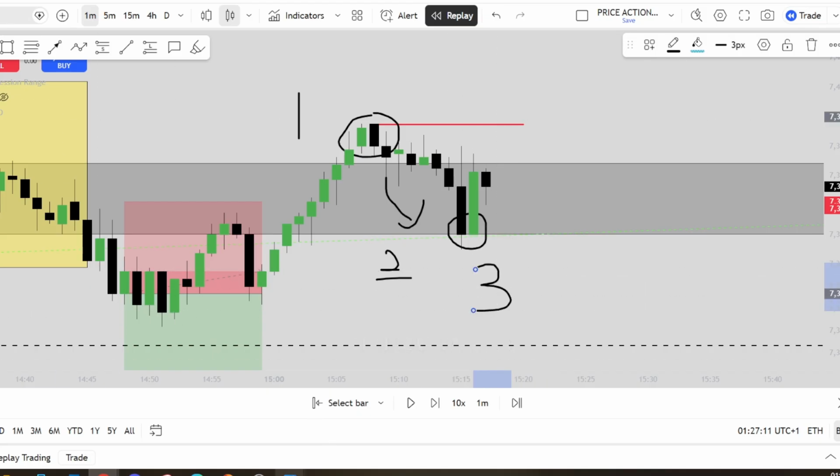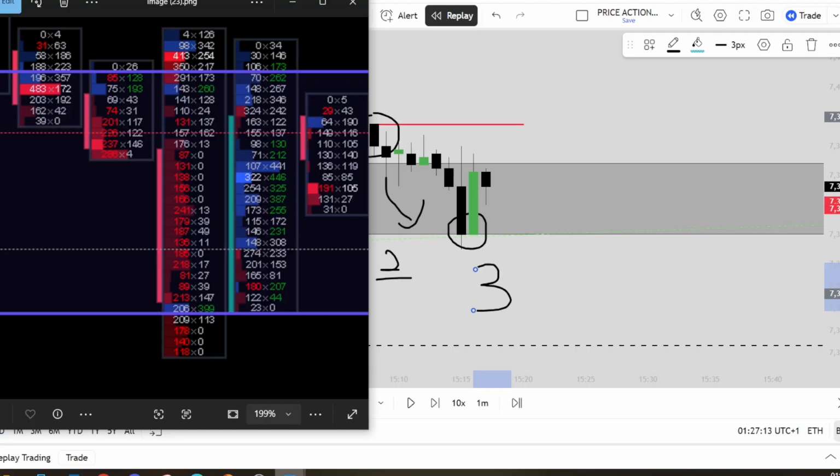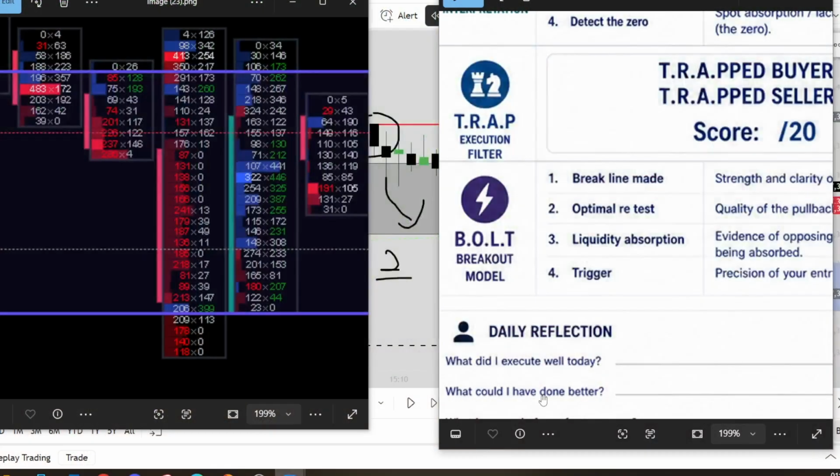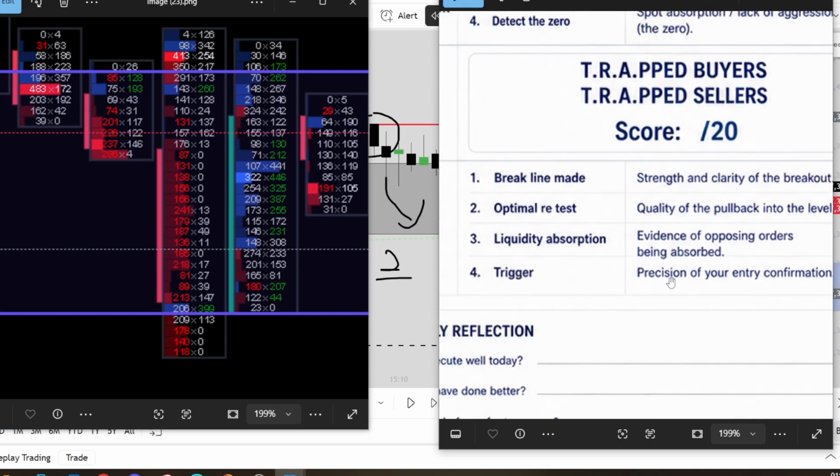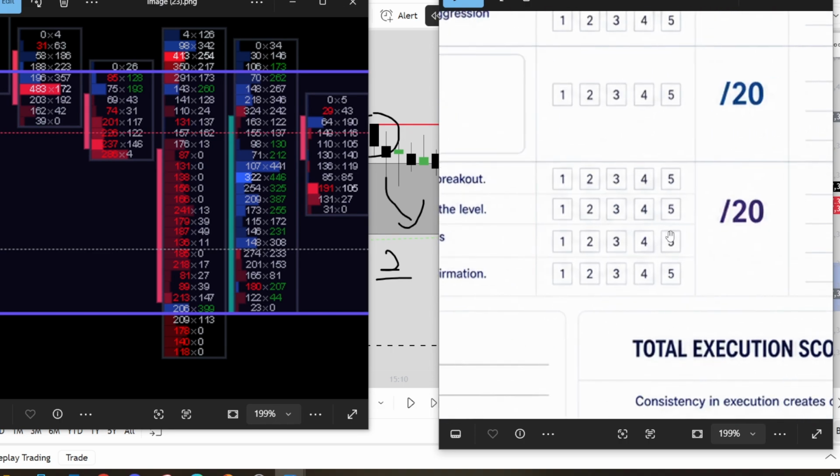So how would you rate the absorption here out of 10? Sorry, out of 5. Liquidity absorption out of 5. 4 or 5. It's definitely very clear that at that lower bound, price is reverting. So I would call it a 5.